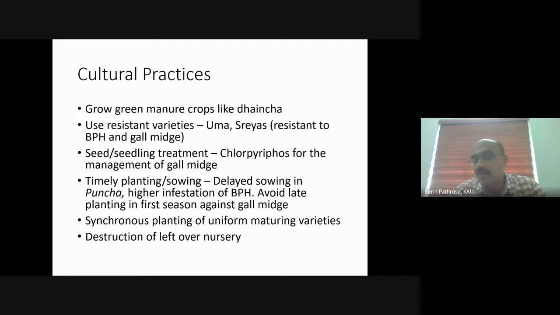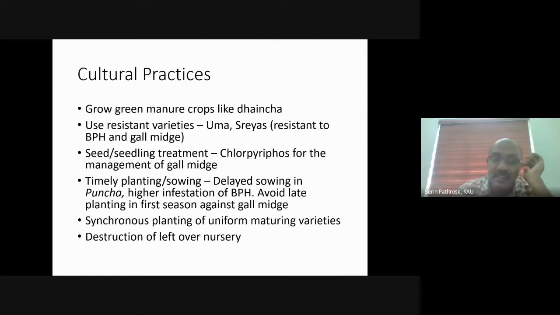Then application of any pesticide won't give any desired result because the damage has already been done. So in that case, once you see the symptom, what is the purpose of going for management? In those areas which have a problem of gall midge, we should advise the farmers. Already this season, the damage has occurred. For the next season, advise the farmers to go for seed or seedling treatment with chlorpyrifos.